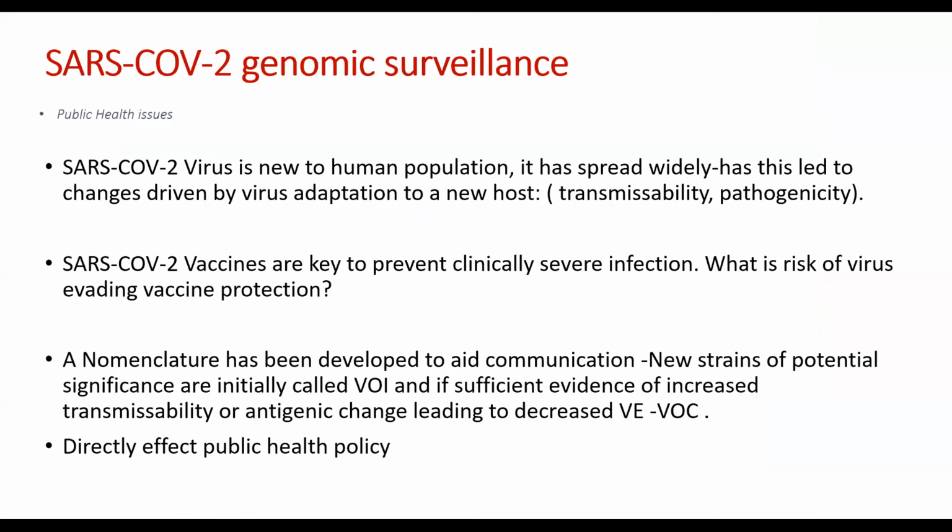So while we are doing this genomic surveillance of SARS-CoV-2, it's a new virus in the human population, and it has spread widely. It's an RNA virus, so this can lead to change driven by virus adaptation to a new host. And this change can be in terms of transmissibility, as we are seeing now with the Delta variant, or pathogenicity, or both. And we need to have a good vaccine to prevent clinically severe infection.